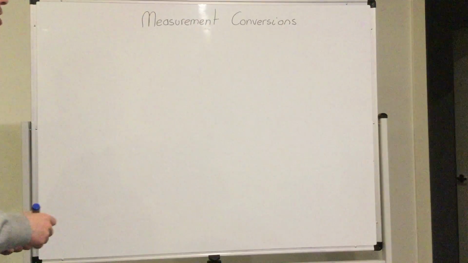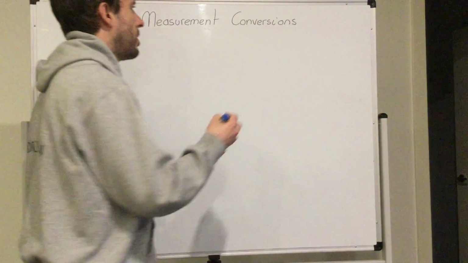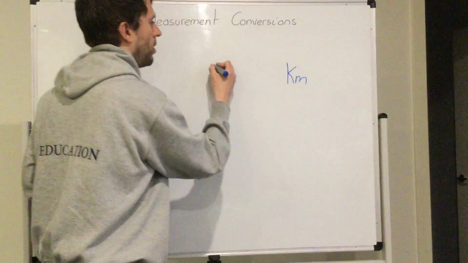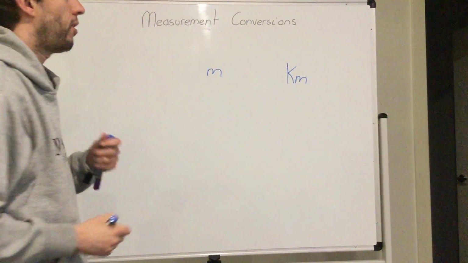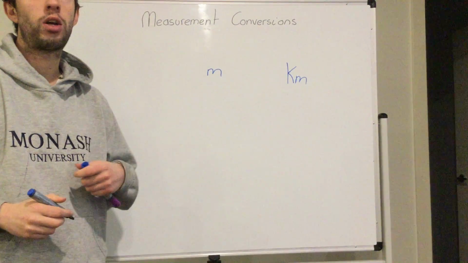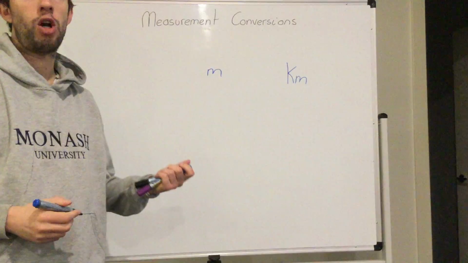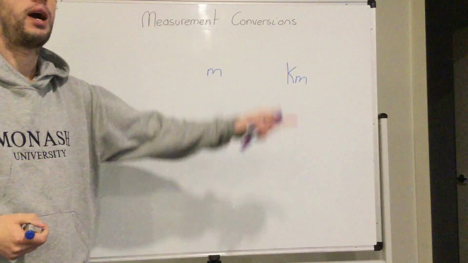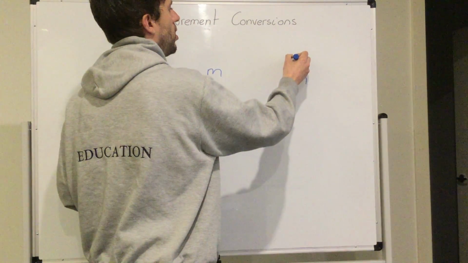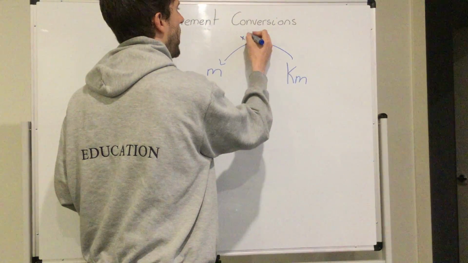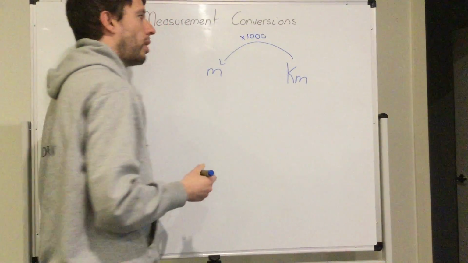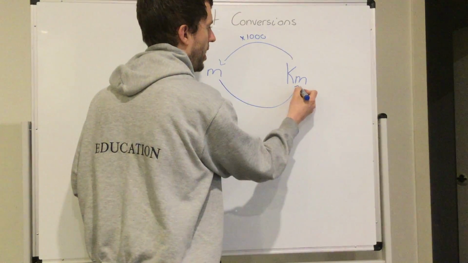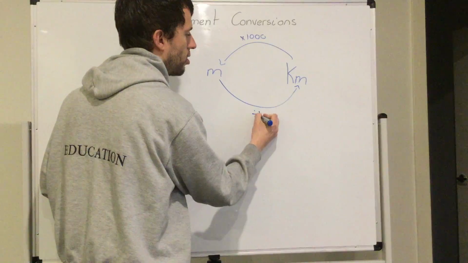So the first thing I want you to think about, I'm going to start over here with kilometers. Meters. So first thing I want you to think about is if I've got 1 kilometer, how many meters is in a kilometer? We have 1,000. So to get 1 kilometer into meters, we have to times it by 1,000 because it's equal. So we need to times it by 1,000. That also means to get it the other way, we need to divide it by 1,000 to change meters into kilometers.